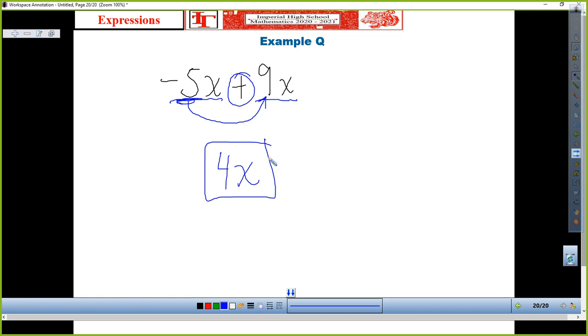Another one. Example supercube. Let's do 12y plus negative 15y. Simplify that one, please.